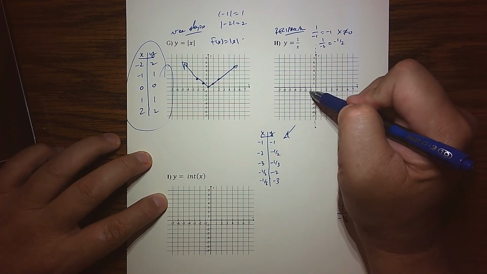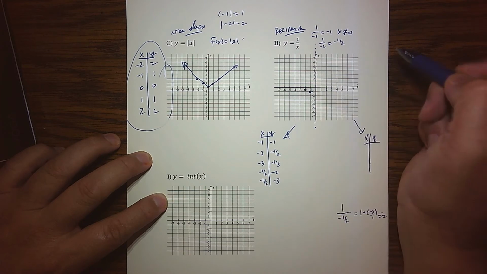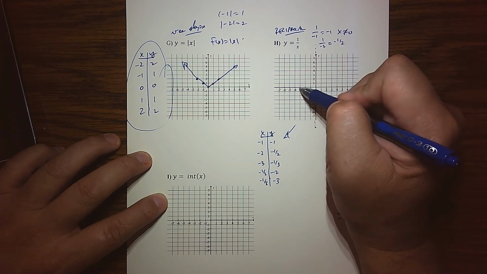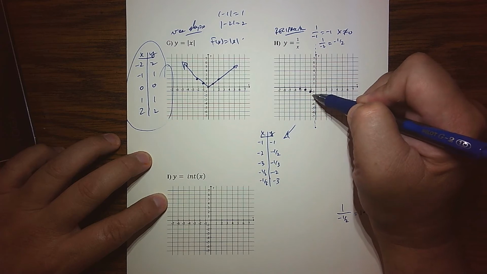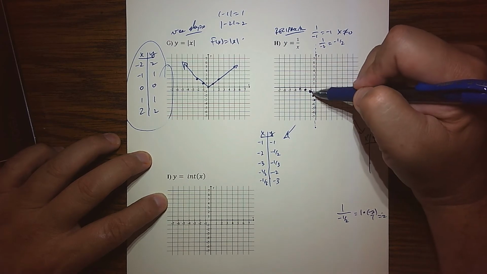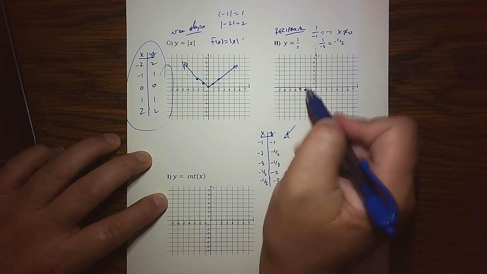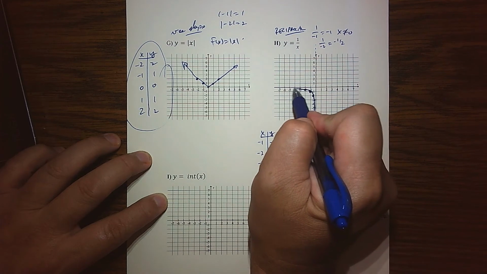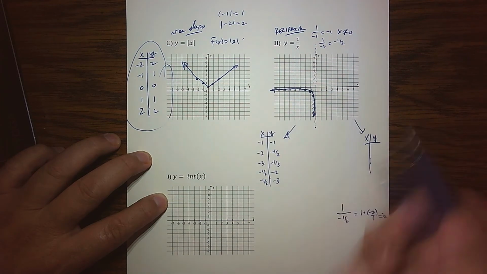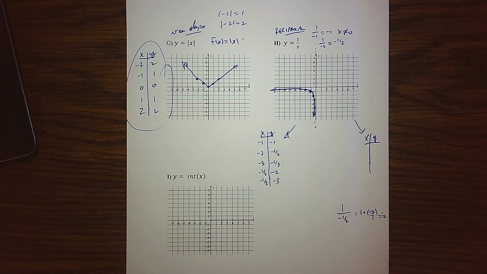So we have (-1, -1). We've got (-2, -1/2). We've got (-3, -1/3). And (-1/2, -2), and (-1/3, -3). So you can see the graph is basically going down to negative infinity in this direction, and in this direction it's getting closer and closer to the x-axis. So there's basically our behavior of the reciprocal function when x is less than 0.